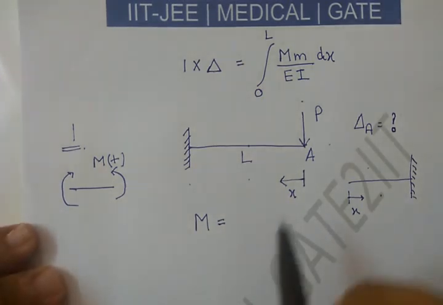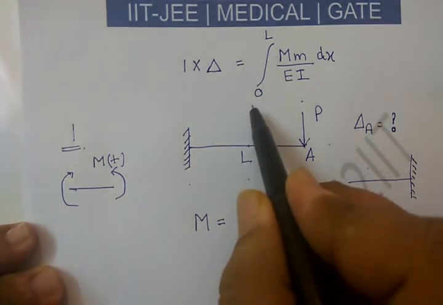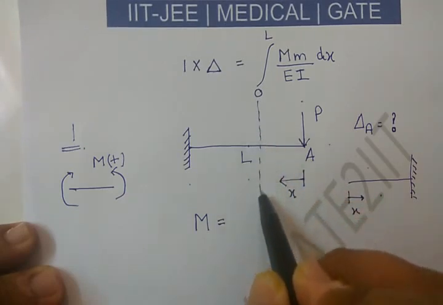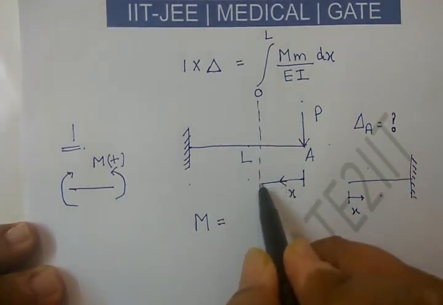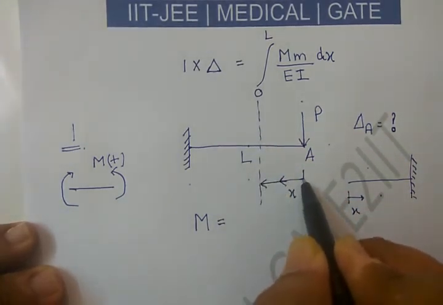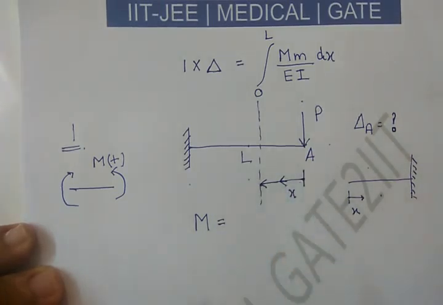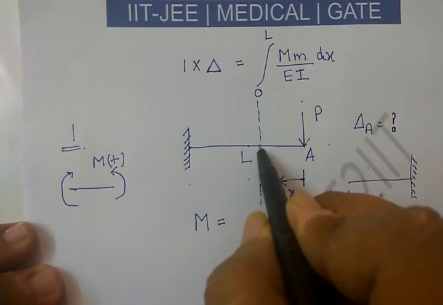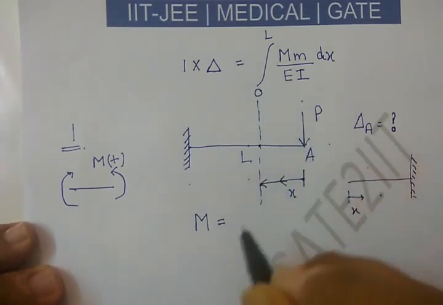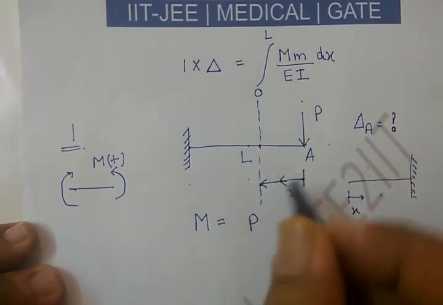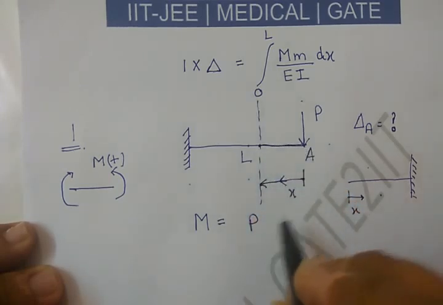Right? So when you want to write that, assume any arbitrary section which is at a distance X from the free end. That means X equals 0 at the free end, and this length is X. So what is the moment about this point? Tell me. This is the point load, so P into this distance, which is nothing but X.